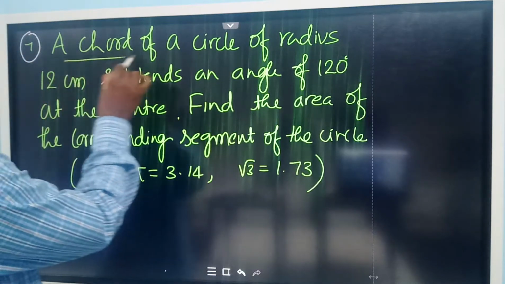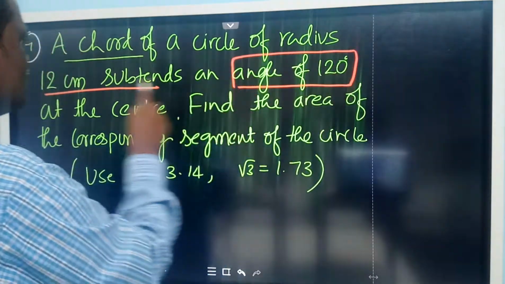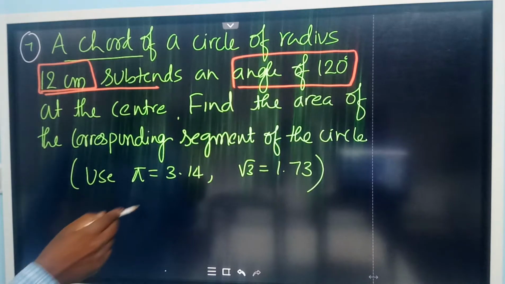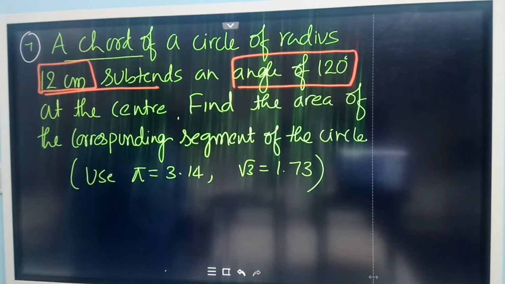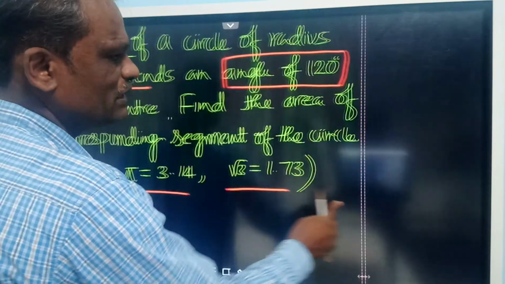A chord of a circle of radius 12 cm subtends an angle of 120 degrees. So the radius is 12 cm and it subtends an angle of 120 degrees at the center. Find the area of the corresponding segment of the circle. Use pi equal to 3.14 and root 3 equal to 1.73.